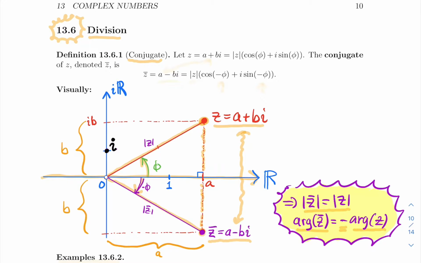And that's why the polar form of z bar is the absolute value of z times cos of minus phi plus i sine of minus phi. So you need to change the sign of the argument. And of course the Cartesian form is the same. You just have to change the plus into a minus or the minus into a plus.